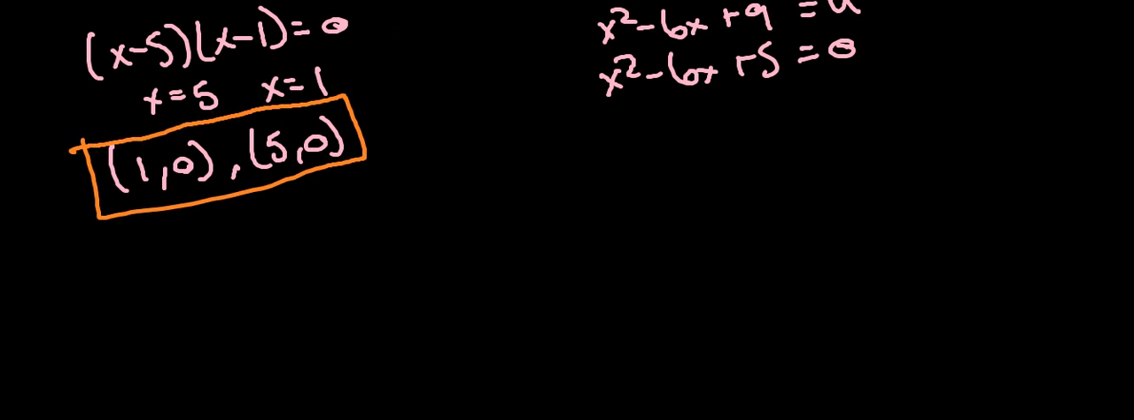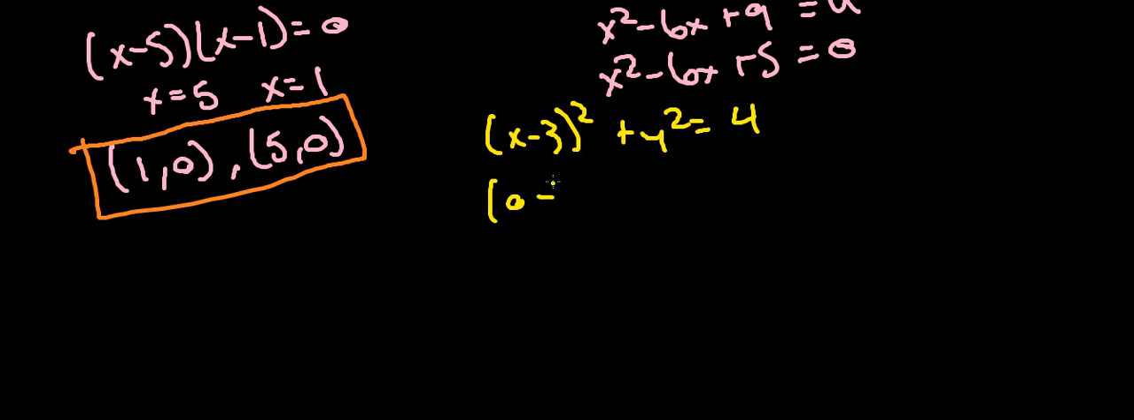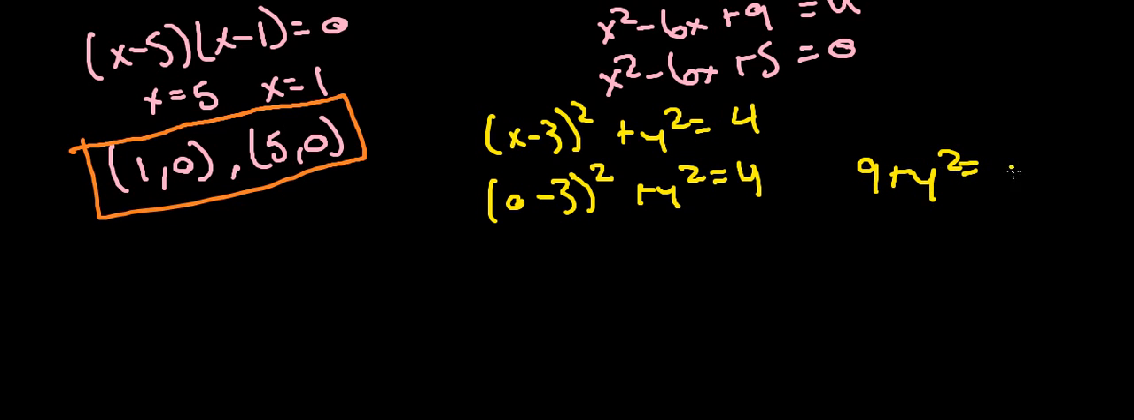Now that we have the x-intercepts, let's do the y-intercepts. Let's rewrite our equation here: (x minus 3) squared plus y squared is equal to 4. Now we're going to set x equal to 0 to find the y-intercept. So we get (0 minus 3) squared plus y squared is equal to 4, which gives us 9 plus y squared is equal to 4. We subtract 9 from both sides and get y squared is equal to negative 5.